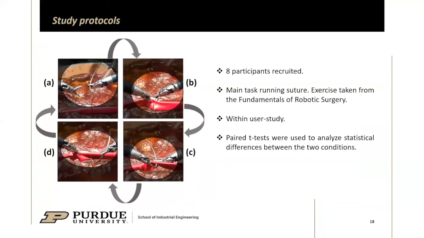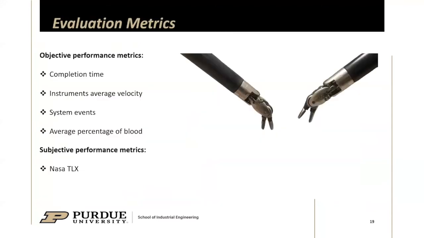The protocol we followed for this study was that we recruited 8 participants. They were engineering students from Purdue University. We trained them to perform a running surgery exercise. This was a within-user study, meaning all participants performed both of the conditions. And at the end, we performed 2 tests to analyze the statistical differences between the 2 conditions of our experiment.